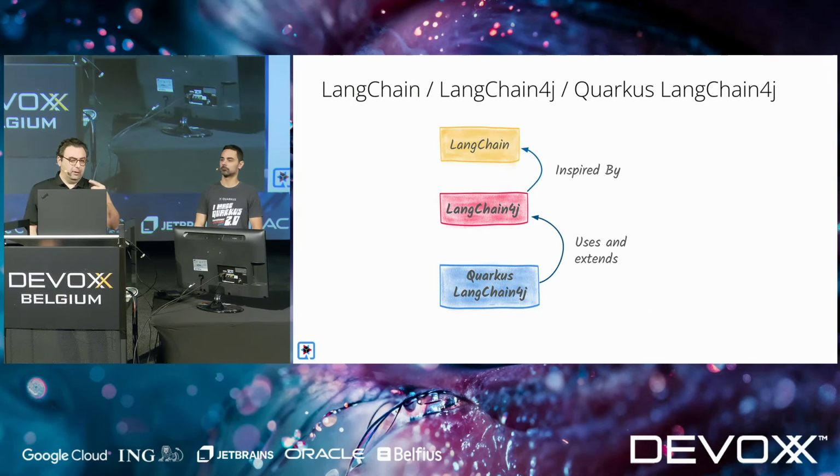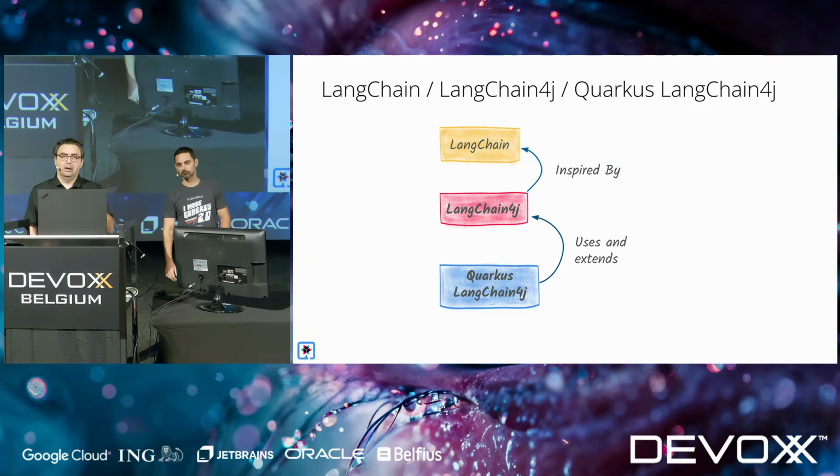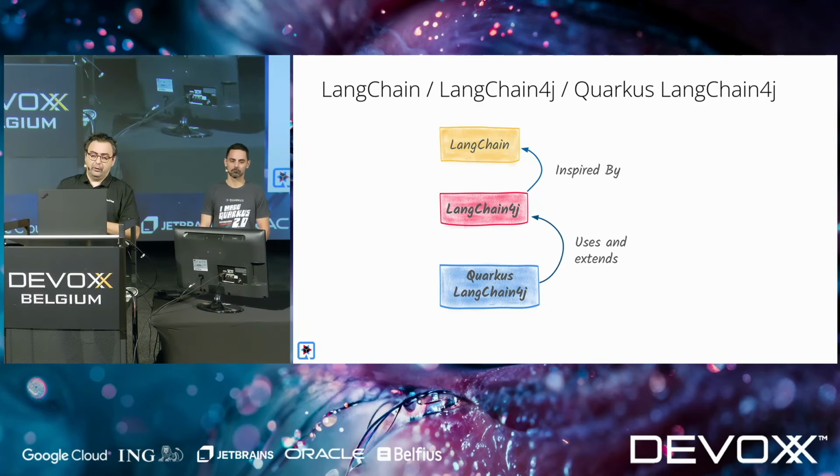So how is it related to LangChain and LangChain4j? LangChain4j is inspired by LangChain, okay? And Quarkus LangChain4j, we use and extend LangChain4j. The lead developer on LangChain4j, Dimitri, is working for Red Hat too, so we have regular, even continuous interaction with him. So we have great exchanges. We sometimes incubate features in Quarkus to see how it works, and then we contribute them back in LangChain.